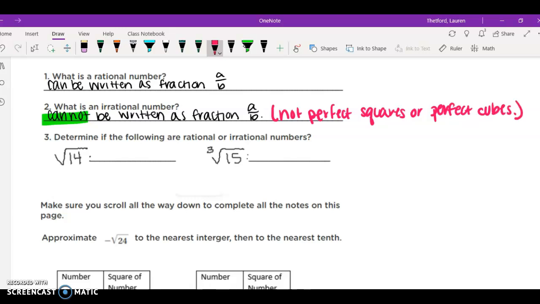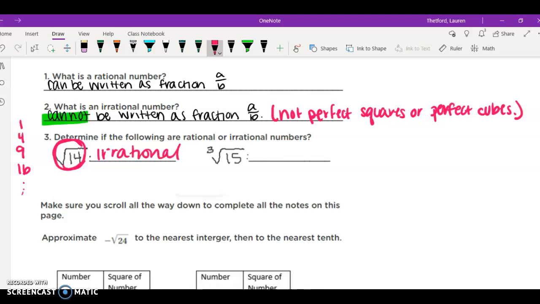All right, so determine which of the following is rational or irrational. We need to figure out, are they perfect squares? The square root of 14 is not a perfect square. Our perfect squares consist of 4, 9, 16, and so on. So 14 is not a perfect square, so this is going to be irrational.